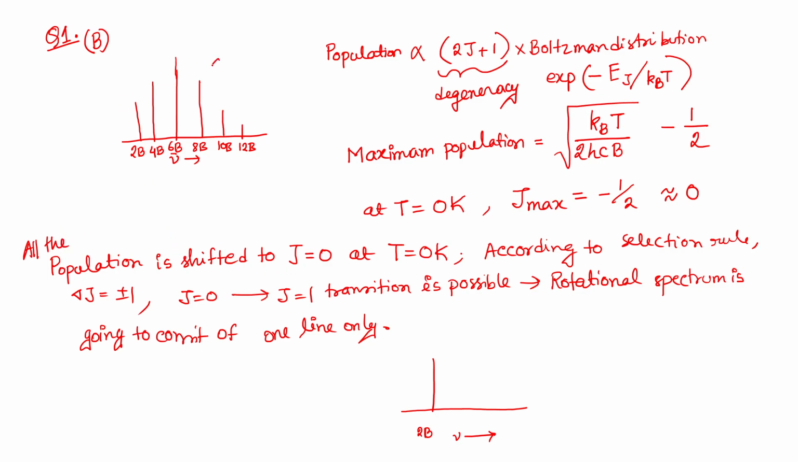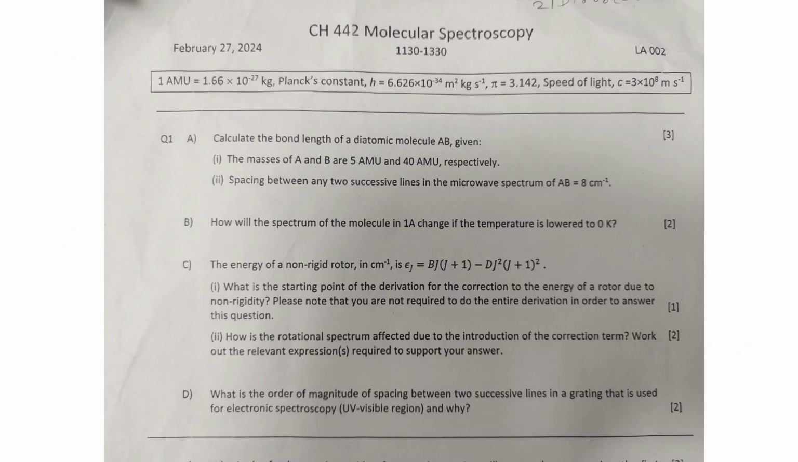So this is at, suppose, room temperature. This is at 0 Kelvin temperature, where 2b is actually 8 centimeter. B is 4 centimeter, right? So only one line is going to be seen, that is at 8 centimeter inverse. Okay, so that is what is going to happen to your rotational spectrum.